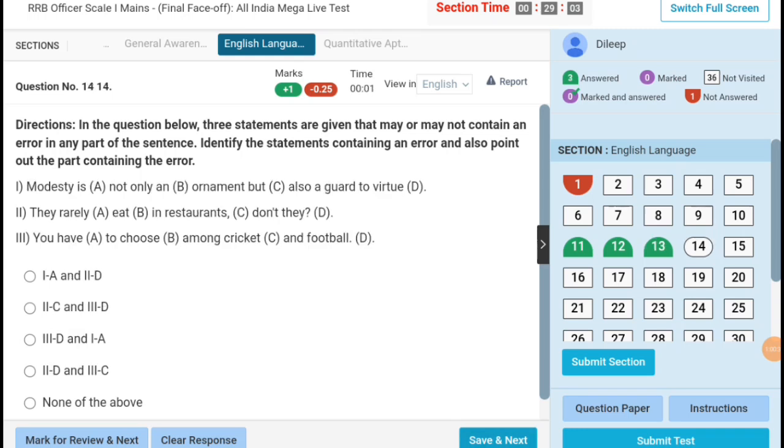Next, modesty is not only an ornament but also a go-to virtue. They rarely eat in restaurants, do they? You have to choose. So 3C, 2D. Next.